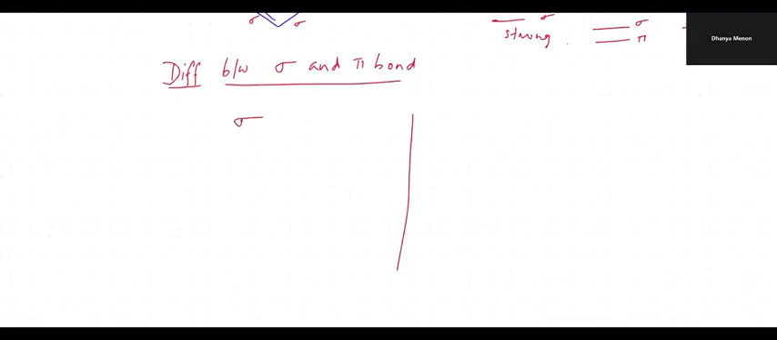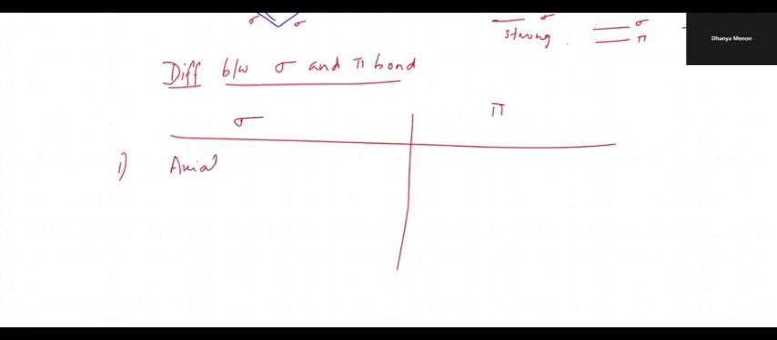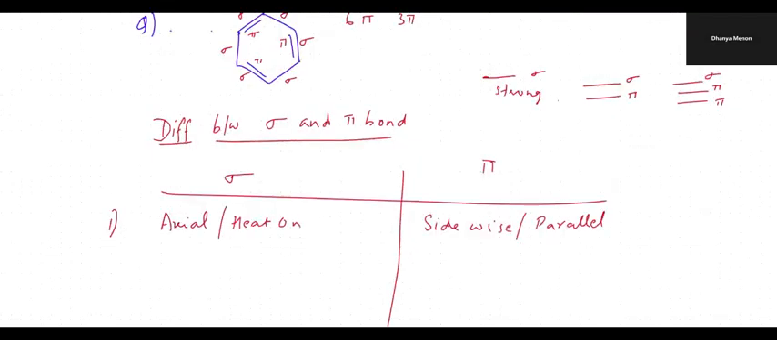The first difference is that sigma bond is formed by axial or head-on overlap. Pi bond is formed by sidewise or parallel or lateral overlap. We saw both the examples, head-on and sidewise.